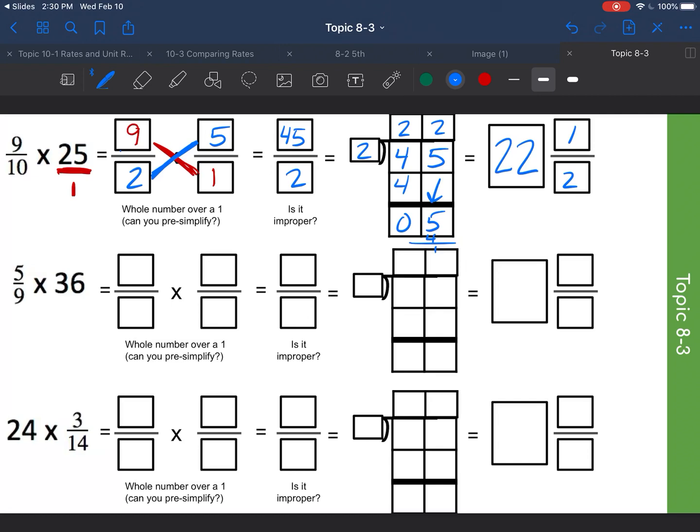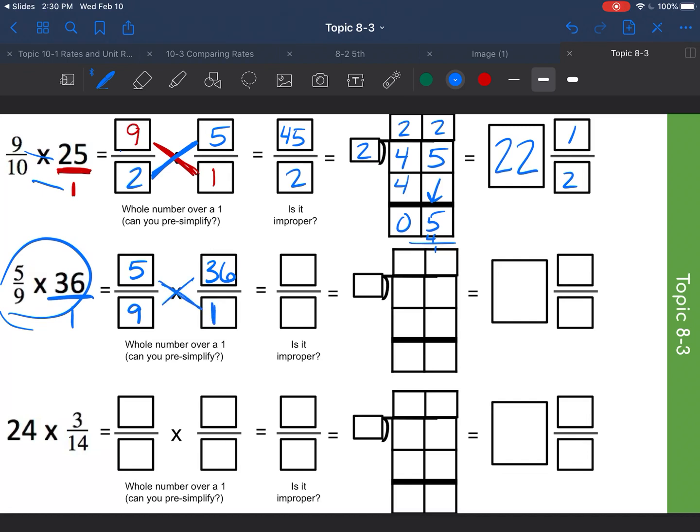Okay, and again, we could have gotten the same answer by just doing 9 times 25 and then taking that and dividing it by 10. But once you get a hang of the pre-simplification, it makes your life a lot easier. So this next problem, 5/9 times 36 over 1.